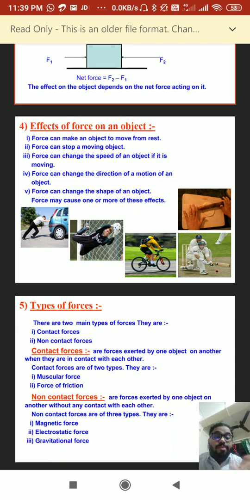Force can change the shape of the object. Suppose when we are kneading a dough, it changes the shape. Force may cause one or more of these effects. Sometimes at a time it can change the shape and size. For example, if we crush a water bottle, it changes both the shape and size of the water bottle.